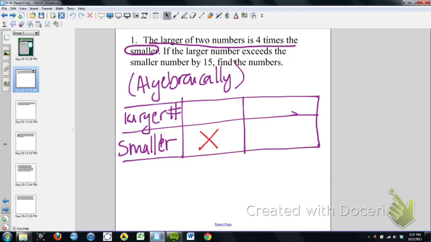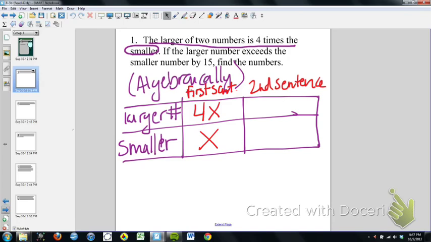This column is the information I get from the first sentence, and this is the second sentence. In the first sentence, it says the larger of two numbers is 4 times the smaller. So if the smaller is x, 4 times the smaller would be 4x.